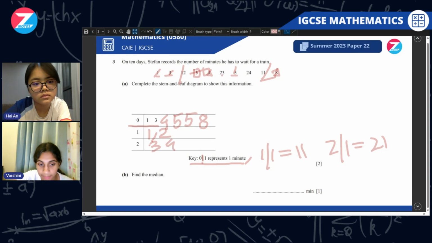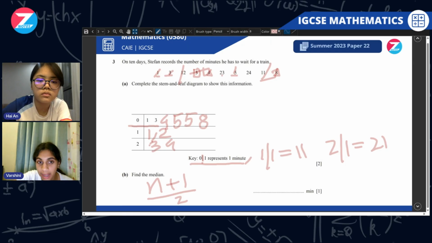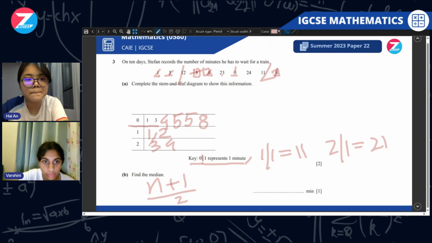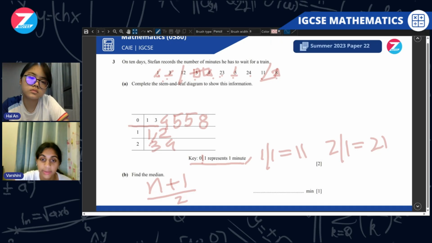Okay, part B, find the median. We know the formula for the median is n plus 1 divided by 2, where n is the total, and that gives the place in which the median sits. So n will be our total number of numbers. If we count these, 1, 2, 3, 4, 5, 6, 7, 8, 9, 10. Okay, so we have 10 numbers.